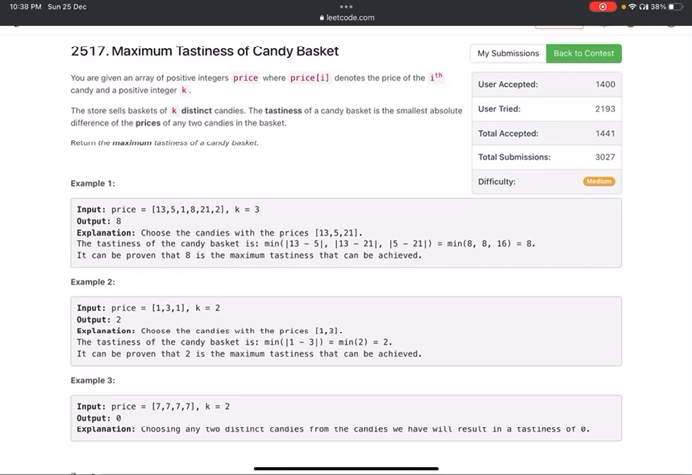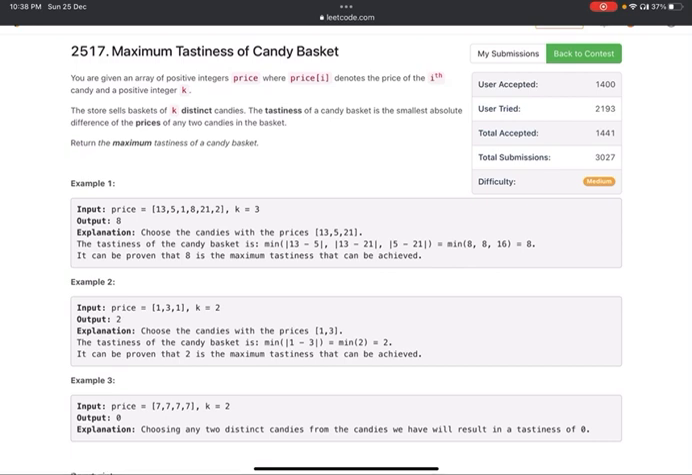Basically what you have to do here is you need to sell baskets of k distinct candies. That means in a basket you have k candies, and the tastiness of a candy basket is the smallest absolute difference of prices of any two candies in the basket. So what you have to do is return the maximum tastiness of a candy basket.